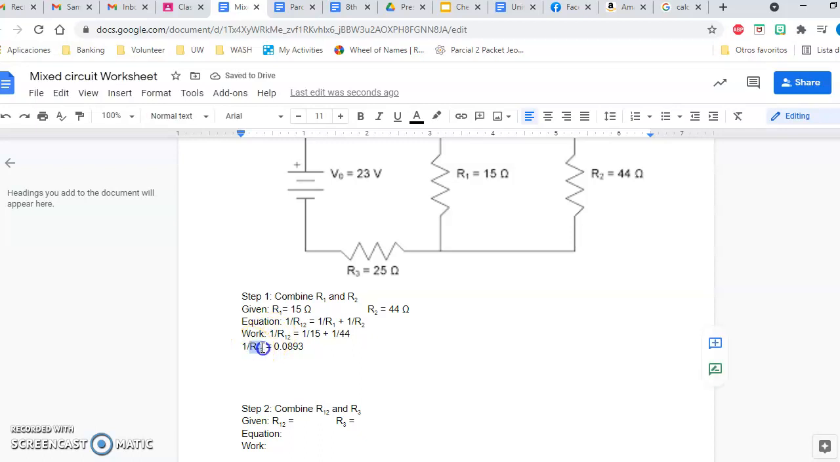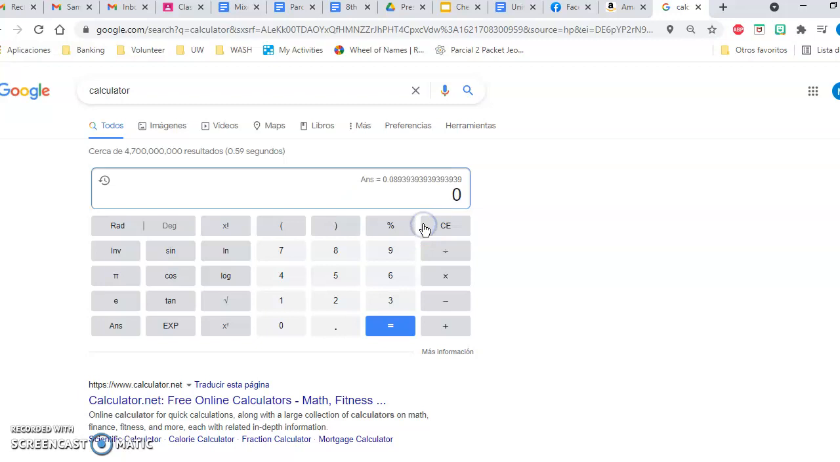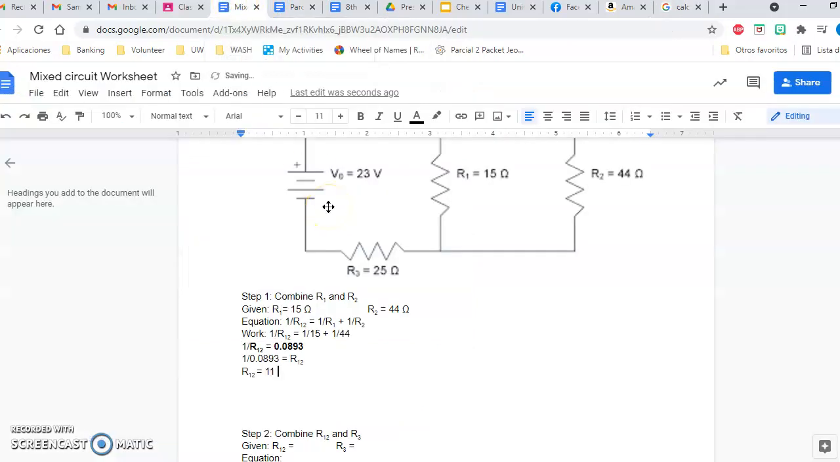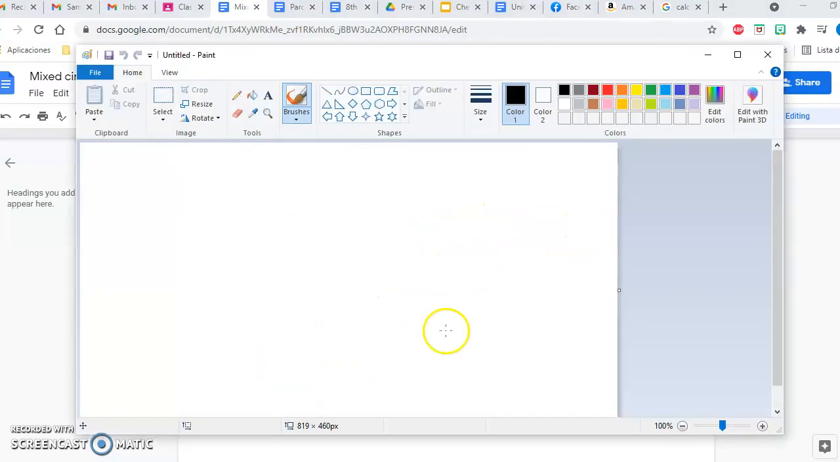The way to solve for just R12 is to flip 0.0893, so we have 1 over 0.0893 is equal to R12. Plugging into the calculator, 1 divided by 0.0893 gives 11.19..., about 11, and we'll leave it at 11 to make things easy. So R12 is 11 ohms. Now that we've combined these two resistors, let's see what it would look like.